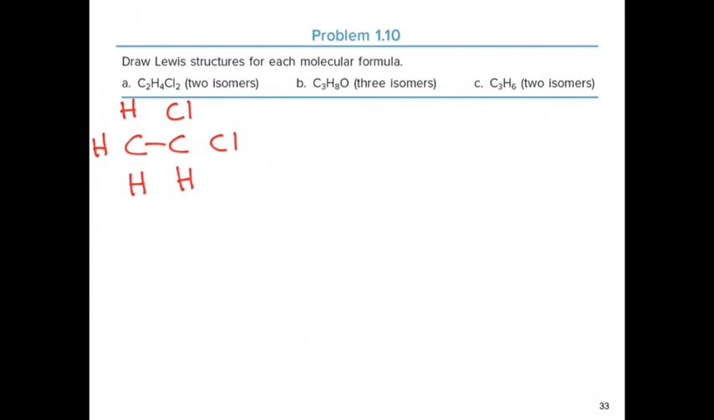All right. And so earlier you learned that hydrogens can only form a single bond, and halogens technically can only form single bonds as well. And so we're just going to connect single bonds here. And this is one isomer of this molecule with this specific chemical formula.